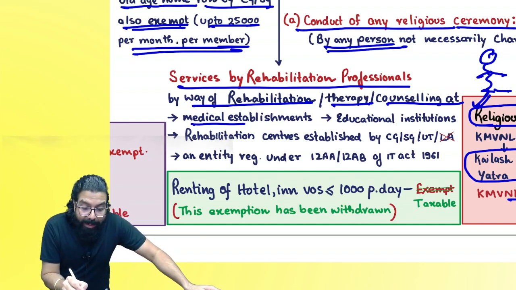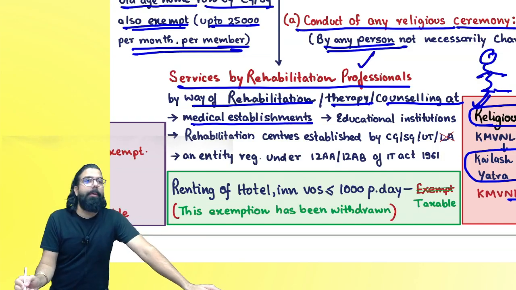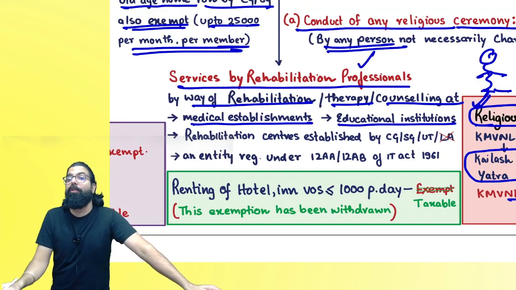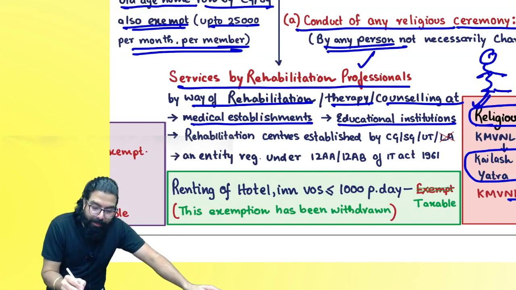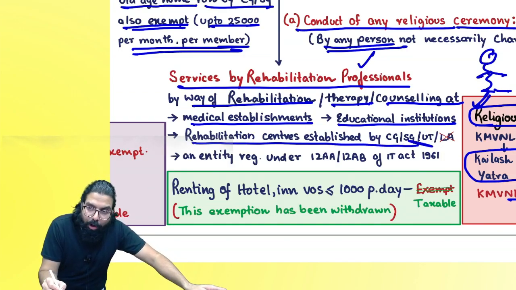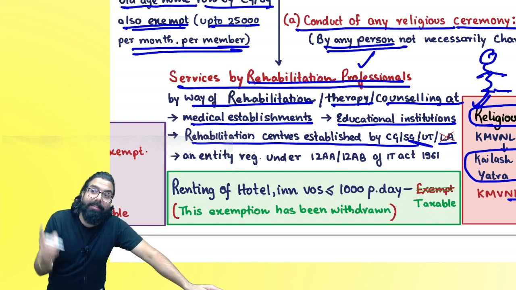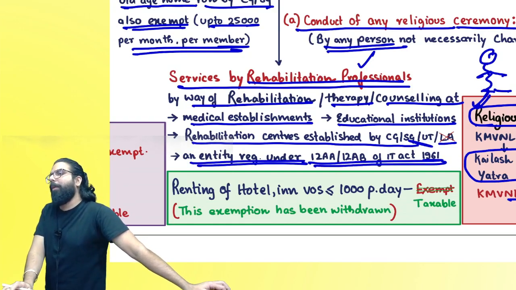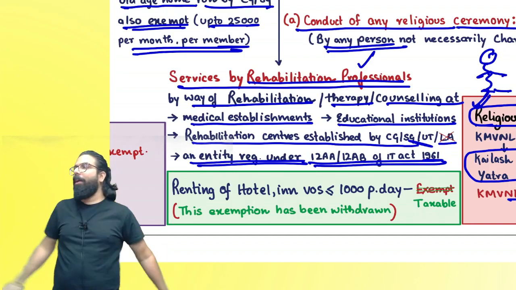Correct? Now, at a medical establishment, if a rehabilitation professional is working, his services are exempted. If he is giving his services at an educational institution, exempted. If he is giving services at a rehabilitation center set up by the central government or state government, then also exempt. But local authority, no, in that scenario, it is not exempt. Sir, if a rehabilitation professional is giving his services at an entity registered under 12AA or 12AB, then also it shall be exempted. Are we all clear till here?